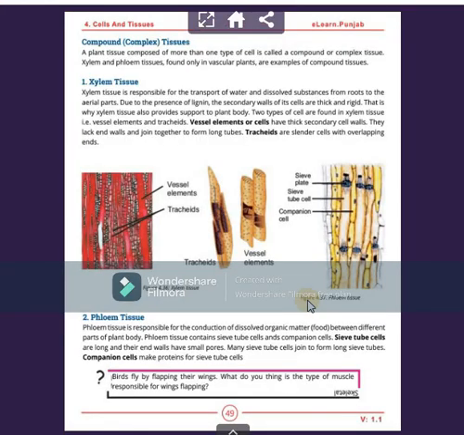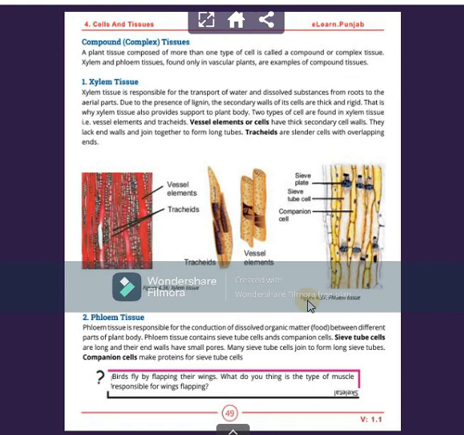Then the compound tissues or complex tissues. It is of two types, the xylem and phloem. Xylem is responsible for the transport of water from roots to the aerial parts of the plant. Due to the presence of lignin, the secondary walls of its cells are thick and rigid. So that is why xylem tissue also provides support to the plant body.